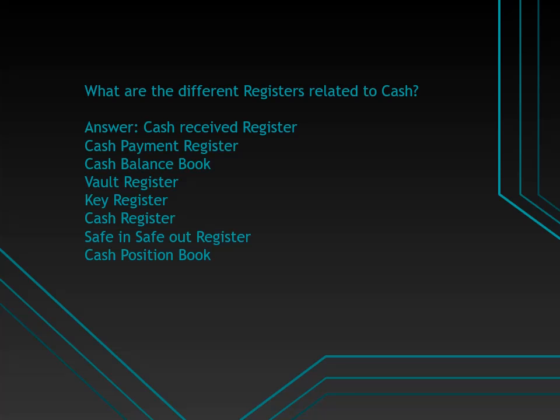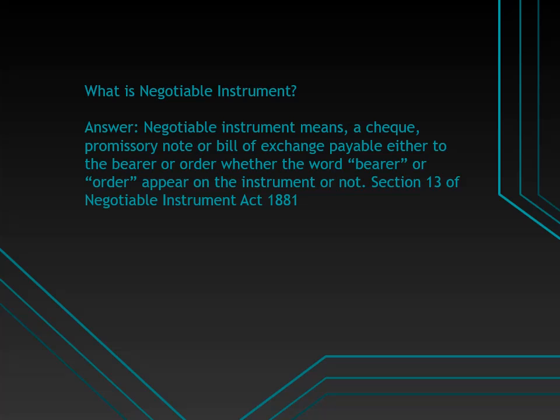Answer: cash received register, cash payment register, cash balance book, vault register, key register, cash register, safe in safe out register, cash position book. What is a negotiable instrument? Answer: a negotiable instrument means a check, promissory note or bill of exchange payable either to the bearer or order, whether the word bearer or order appears on the instrument or not.